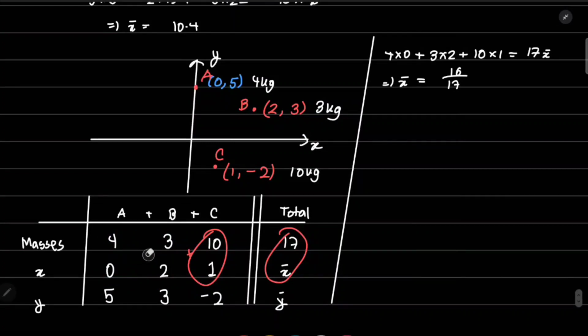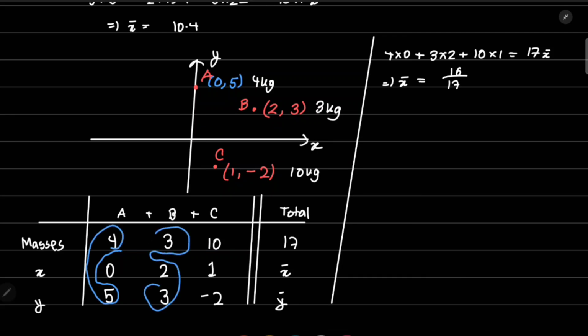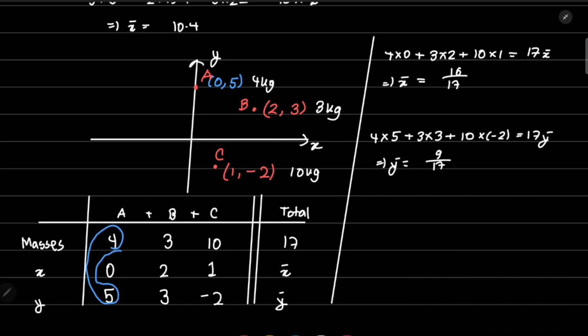Now for y bar, we'll have to do the same, but instead of the x coordinate, we have to do it with the y coordinate. So the mass times the y coordinate, and we have to sum that. So we'll get 4 times 5 plus 3 times 3 plus 10 times minus 2 is equal to 17 y bar. Y bar comes out to be 9 by 17.